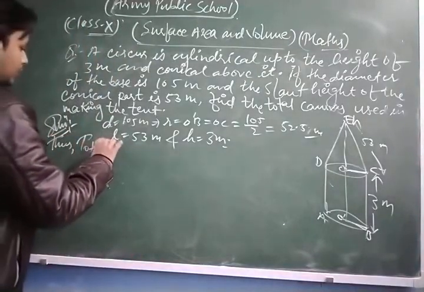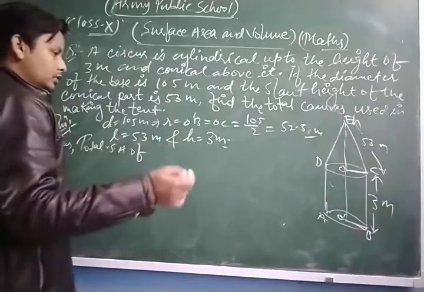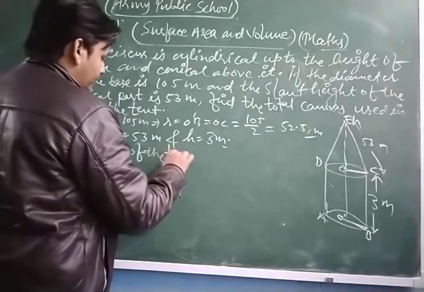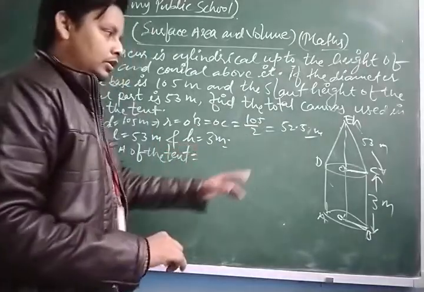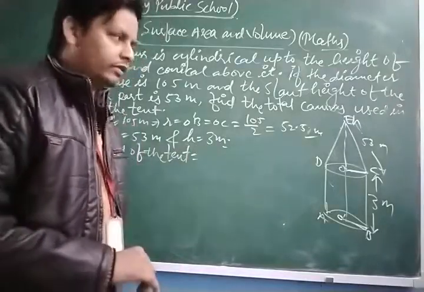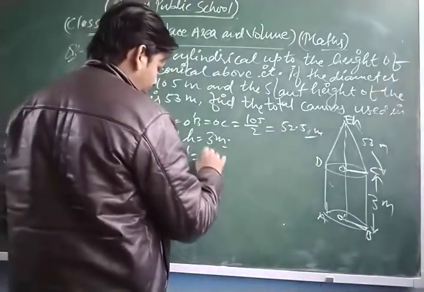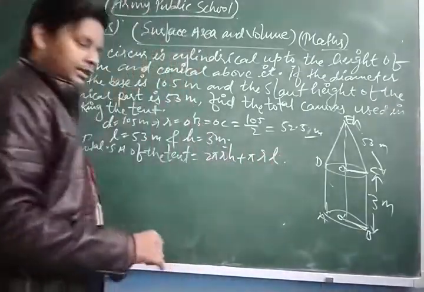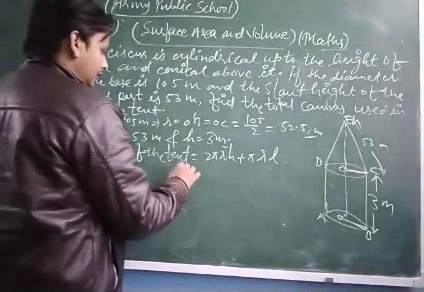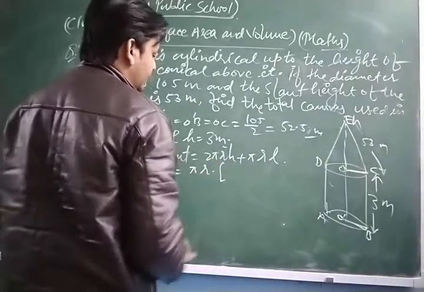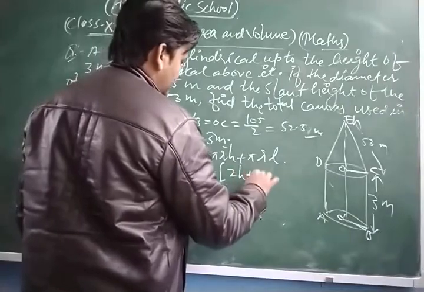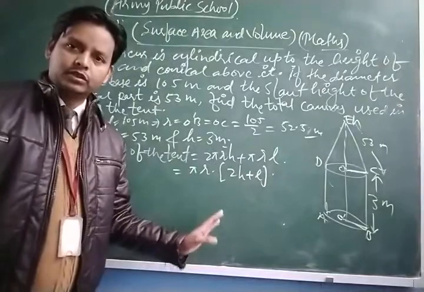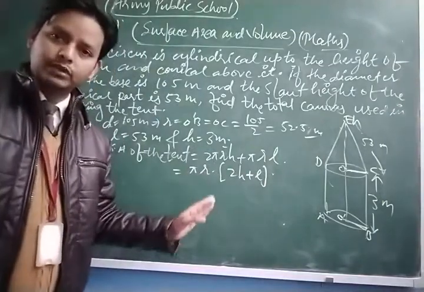Thus, total surface area means total canvas used for making the tent. The total surface area of the tent is equal to the curved surface area of the cylinder plus the curved surface area of the cone, that is 2 pi r h plus pi r l. This is the formula. Now we take pi r as common, so we get pi r into 2h plus l. Now we just put in all the values and simplify them.